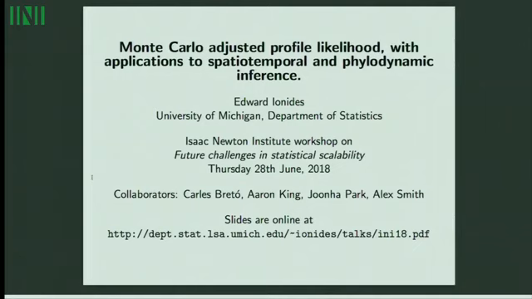Okay, well now we have Ed who's going to tell us about, well, you can read the title, but Monte Carlo methods for spatiotemporal data. Okay, and phylodynamic inference too. Two for the first one.